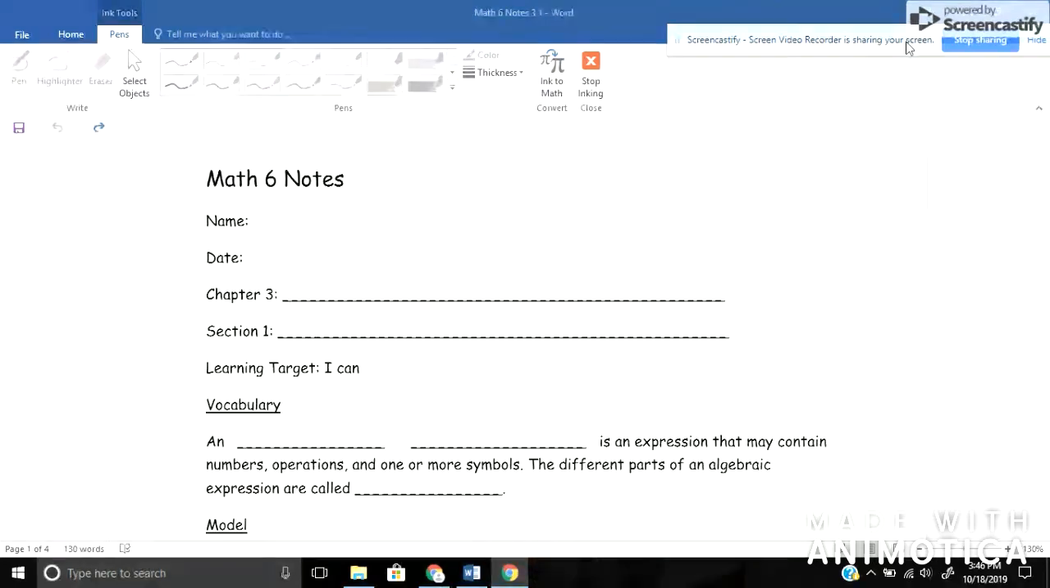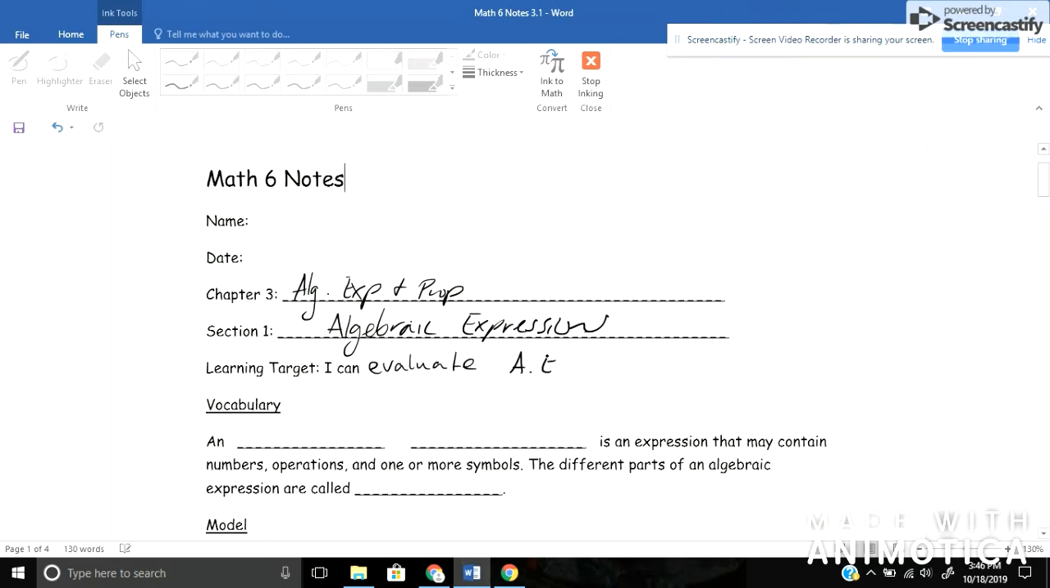Today we're going to discuss Chapter 3, and Chapter 3 is Algebraic Expressions and Properties. The first section is titled Algebraic Expressions. All right. Our learning target for the day is I can evaluate algebraic expressions. I'm just going to abbreviate that.